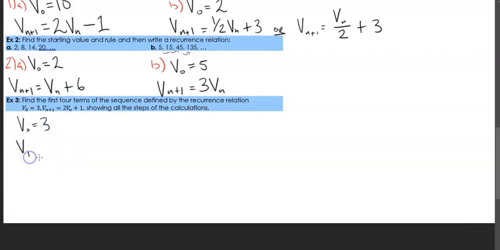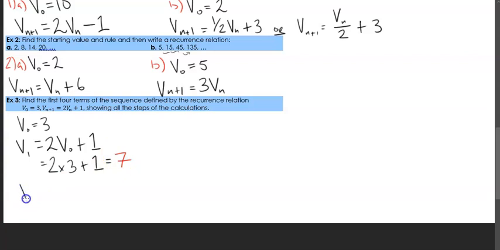V of 1, and these are the steps that you need to show. The v of 1 is just getting v of 0, is getting 2 times v of 0, I forgot that little 2 in the front, then adding 1. So this just can be written as 2 times 3 plus 1, which is equal to 2 times 3 is 6 plus 1 is 7.